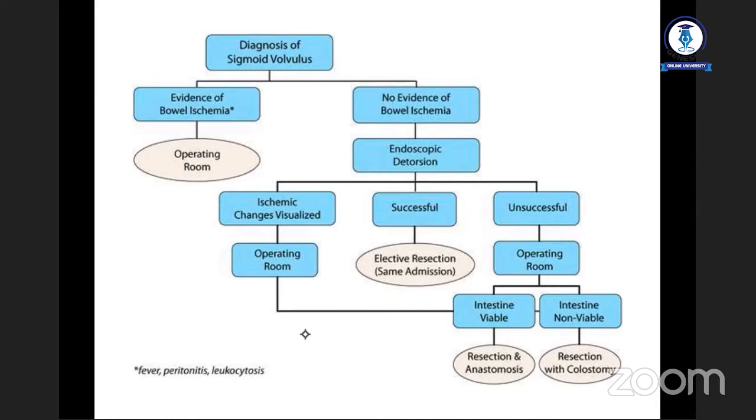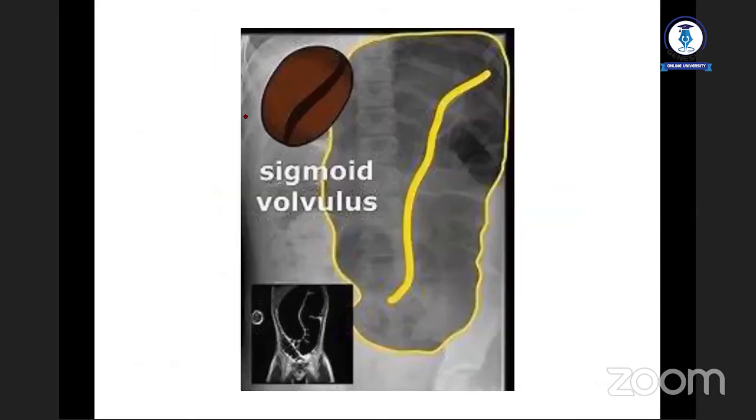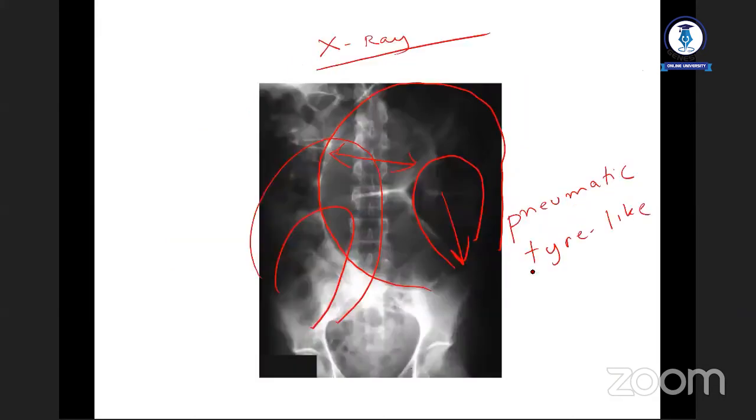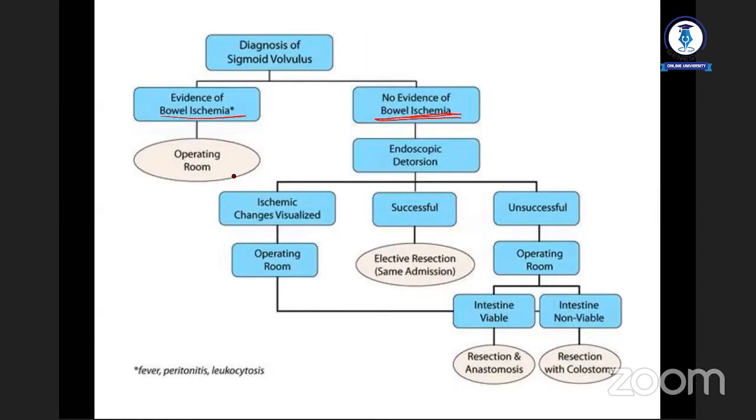For example, if the patient is having bowel ischemia, if there are features of bowel ischemia, for example, tachycardia, increasing severe abdominal tenderness, rebound tenderness, pain, the patient is deteriorating, blood pressure is falling, then it's a sign of bowel ischemia, which we have just discussed a few slides before. Severe tenderness, rebound tenderness, guarding, rigidity, fever, tachycardia, hypotension. If features are like this, then we must go to the operating theater, the OT, for immediate laparotomy. Remember, you go for laparotomy, not laparoscopy.